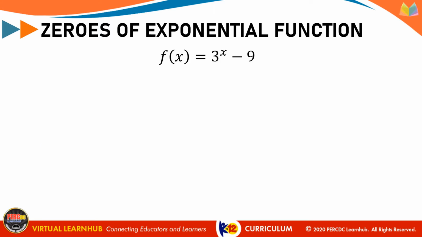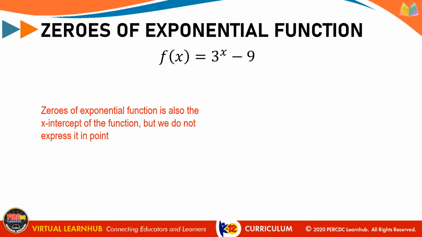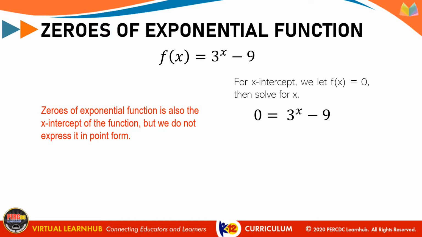Let's look at this example. We have here f of x equals 3 raised to x minus 9. The zeros is also the x-intercept of the function, but we do not express it in point form. So to solve for the x-intercept, we let f of x or y be equal to 0, and then we solve for x. So we have 0 equals 3 raised to x minus 9. By addition property of equality, we have 9 equals 3 raised to x.